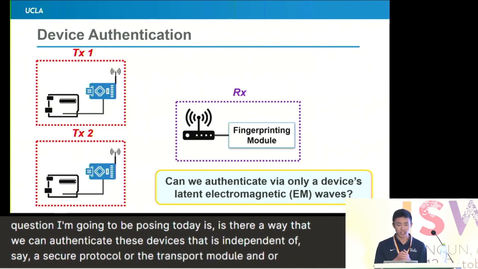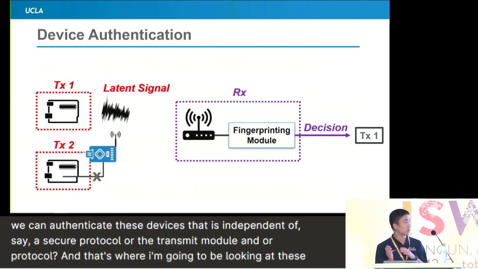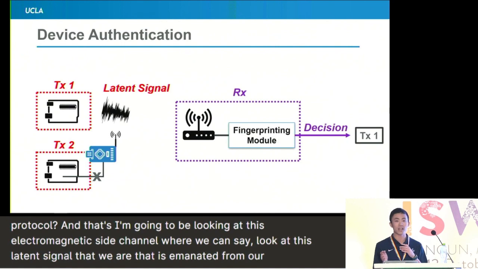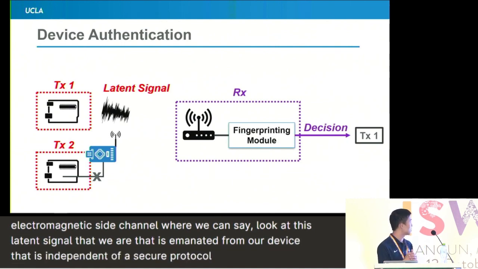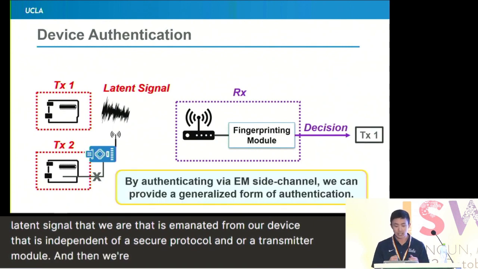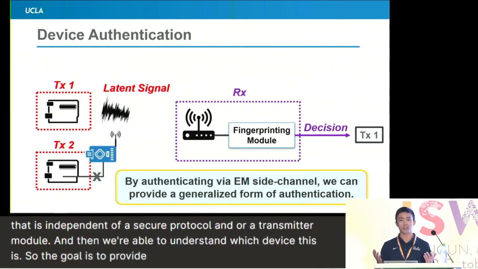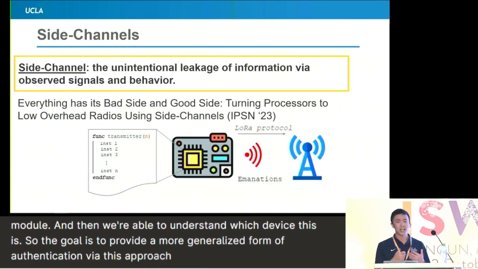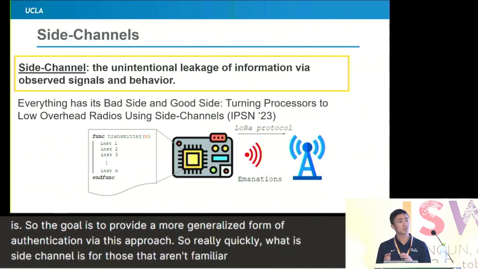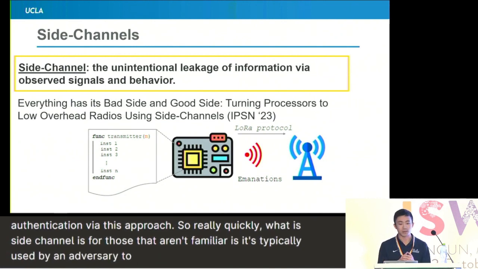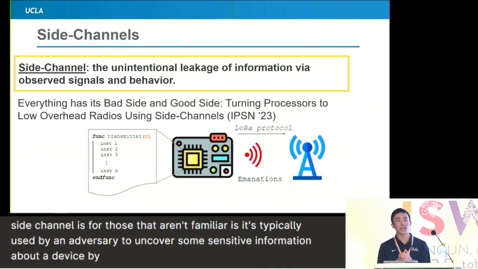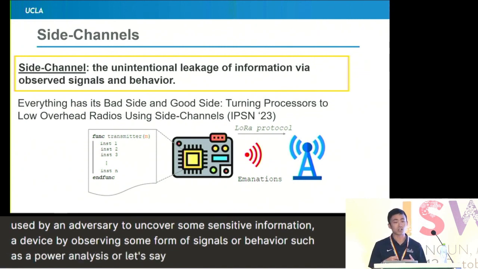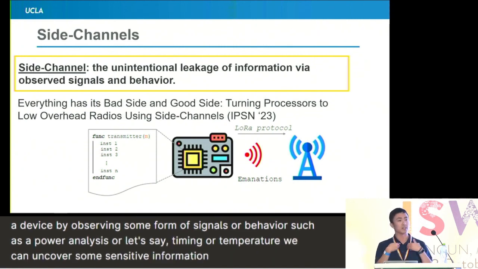That's where I'm going to be looking at this electromagnetic side channel, where we can look at this latent signal that is being emanated from our device that is independent of a secure protocol or a transmitter module, and then we're able to understand which device this is. So the goal is to provide a more generalized form of authentication via this approach. Really quickly, a side channel, for those that aren't familiar, is typically used by an adversary to uncover some sensitive information about a device by observing some form of signals or behavior, such as power analysis, or timing or temperature. We can uncover some sensitive information that is being unintentionally leaked.